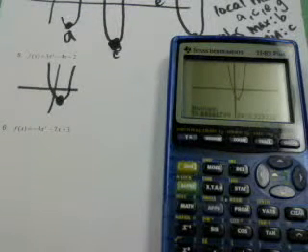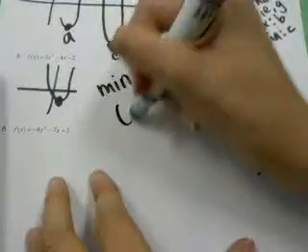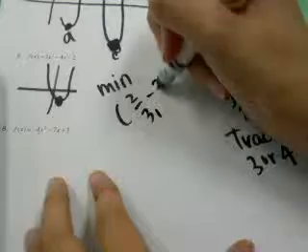The x is 0.666, which is 2/3, and the y is negative 3.333, which is negative 3 1/3. So that is our minimum at 2/3, comma negative 3 1/3.